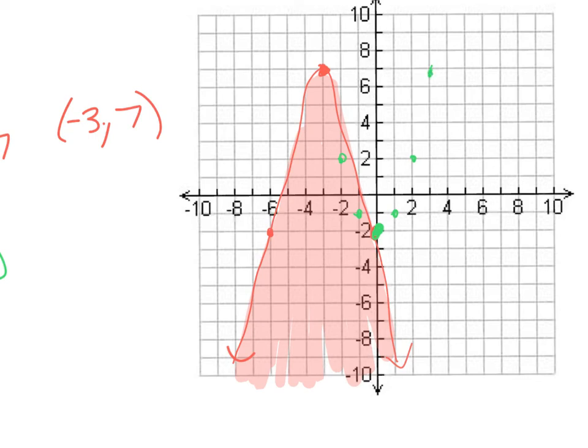I'll be right there. Okay, oh look, this really overlaps.